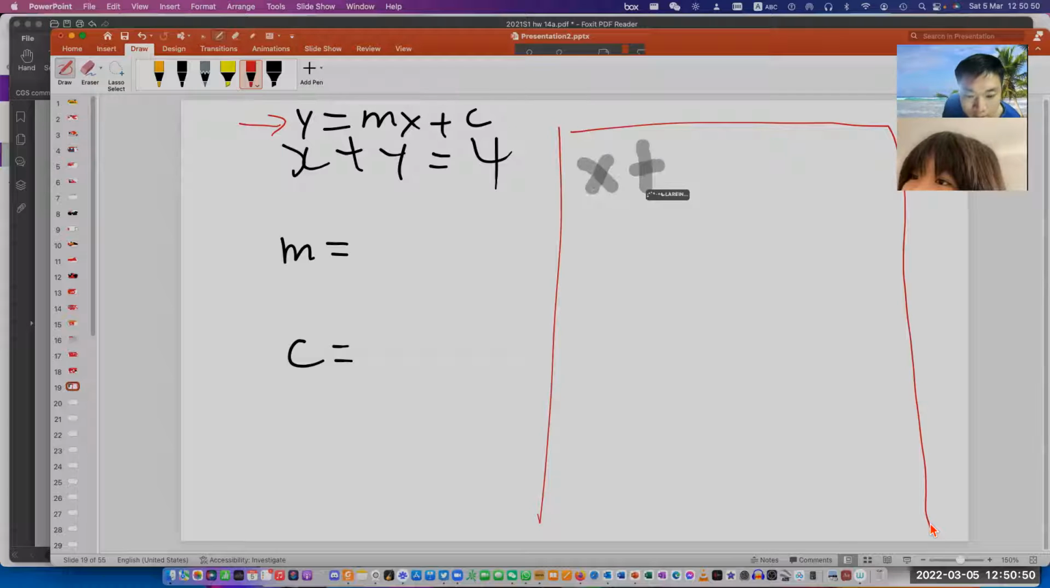How do you get the m? Can you make your stroke a little tinier? Choose the correct thickness. Yes.